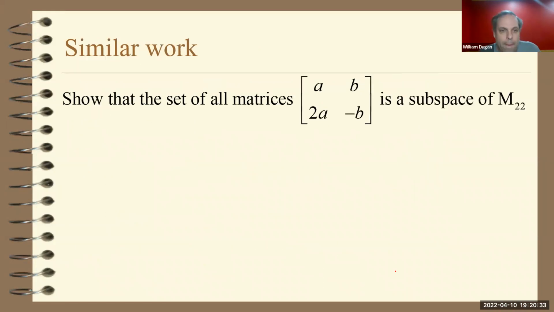Let's try it again. I want to show you that the set of all matrices of this form is a subspace of M22. So let's set W to be this set, this collection of matrices.